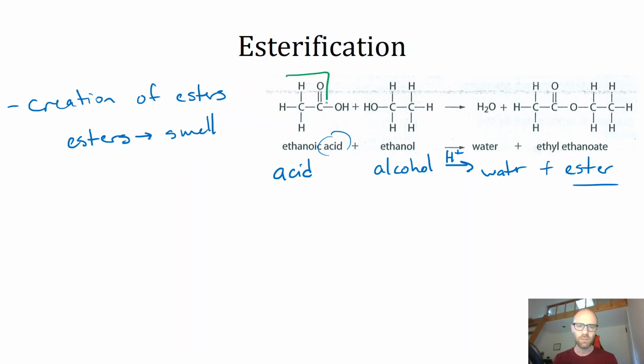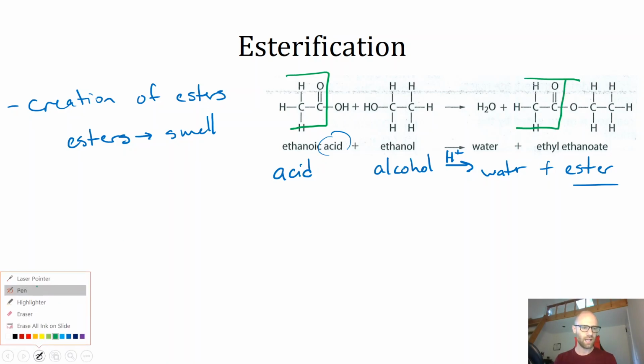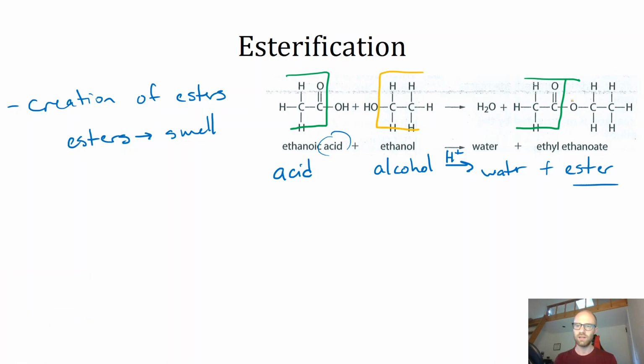But these two carbons end up here, and these two carbons end up here. And note that the big difference is the carbon with the double bond O, otherwise known as the carbonyl, ends up there. And that kind of helps our anchor point. Now, this example is not great because it's a two carbon acid reacting with a 2 carbon alcohol. So of course, both sides of your ester have 2 carbons.